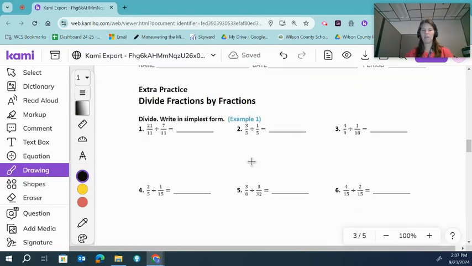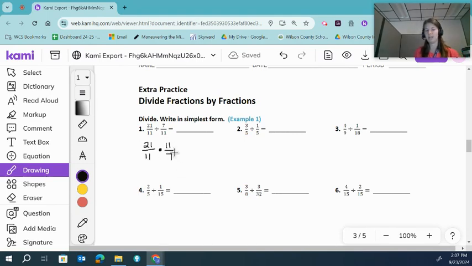All right, now if we come down and we are dividing fractions by fractions, we follow the same exact process, except it doesn't give us a whole number, so we don't have to put it over 1 because it's already here. So we have 21/11, again, multiply by that reciprocal over 7.